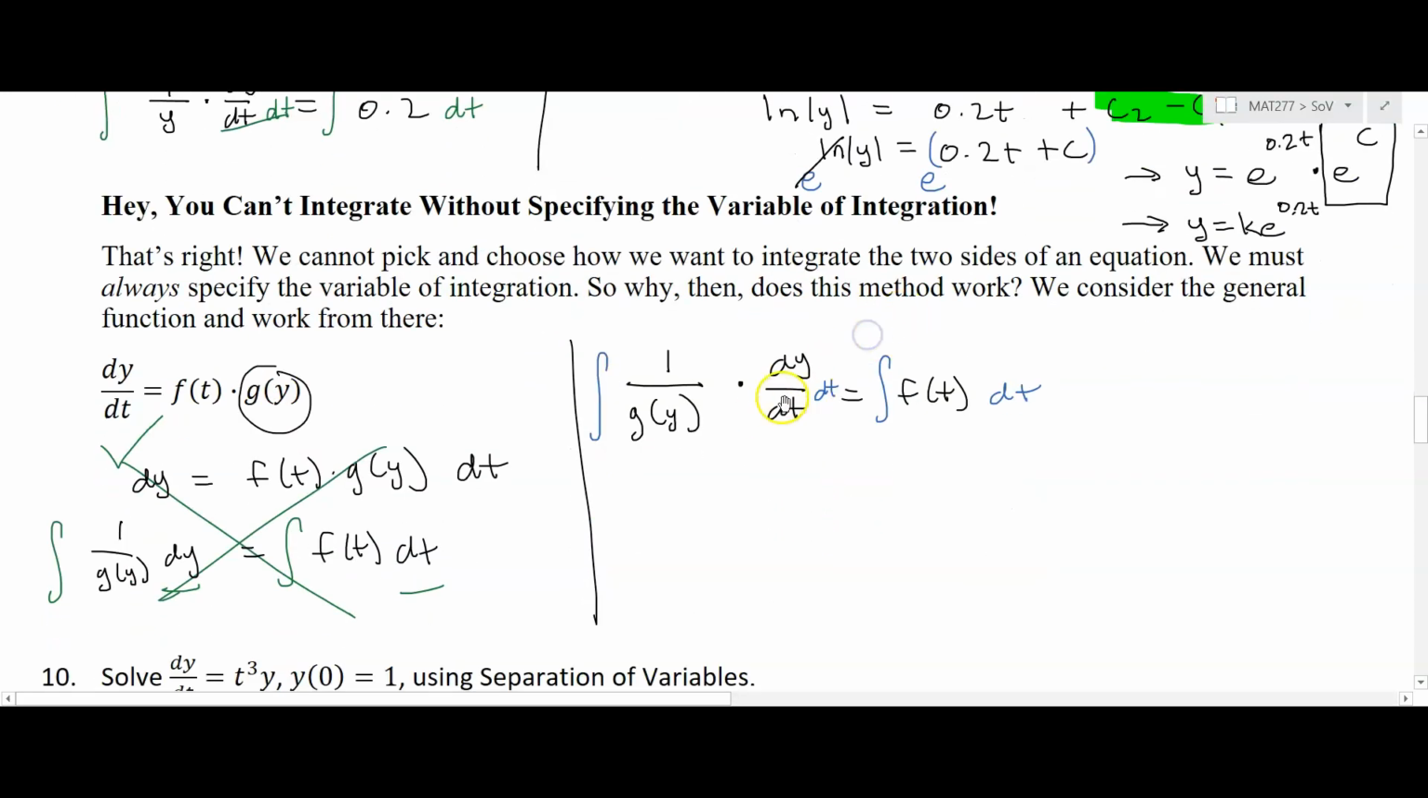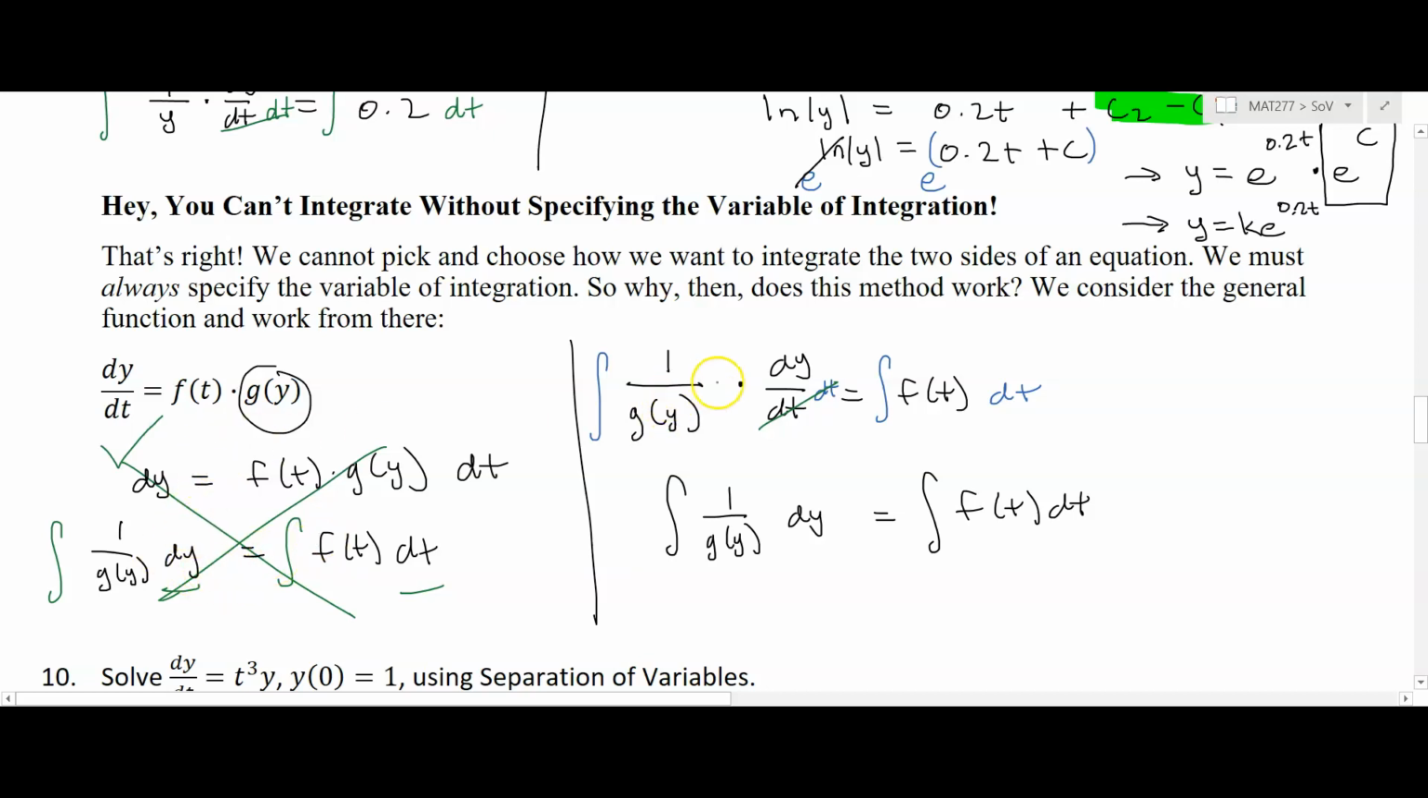Now, if you don't like the cancellation method, some mathematicians will disagree with that, but really what's happening here is there's actually a u substitution that can take place that will, when you take its derivative, you get a dy by dt. But I like to think of it as the dy dt's cancel, or the dt's cancel, and now I'm integrating 1 over g of y with respect to y, and I'm integrating f of t with respect to t. And you notice, hey, that gave us the same answer as we got using the wrong method.